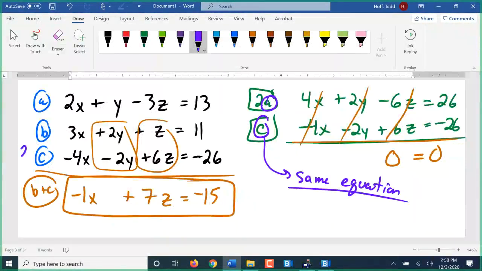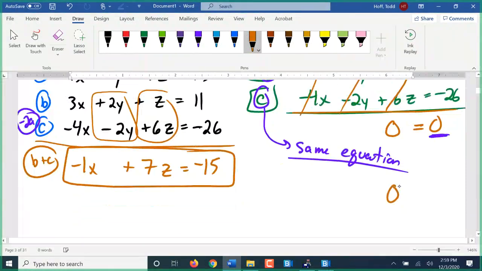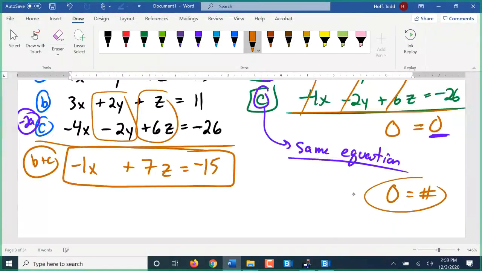Equation C was really just a negative 2 times equation A. If you take equation A times negative 2, you get equation C. If the number over here is not a 0, if you get 0 equals a number that isn't 0, then what it's saying is these 2 lines are actually parallel. If you get 0 equals another number of some sort, then that is saying there is no solution. So these lines are parallel.